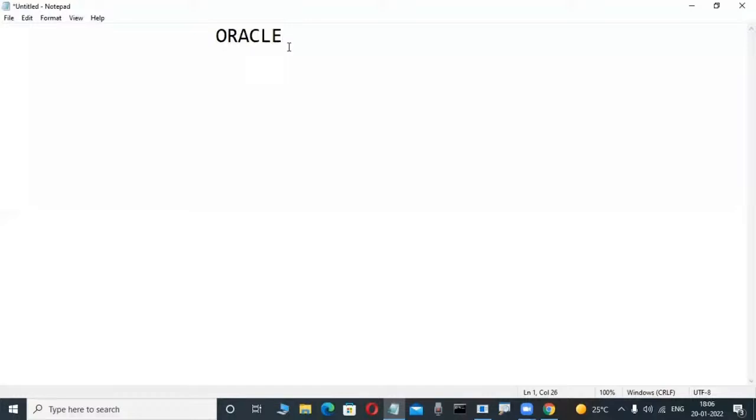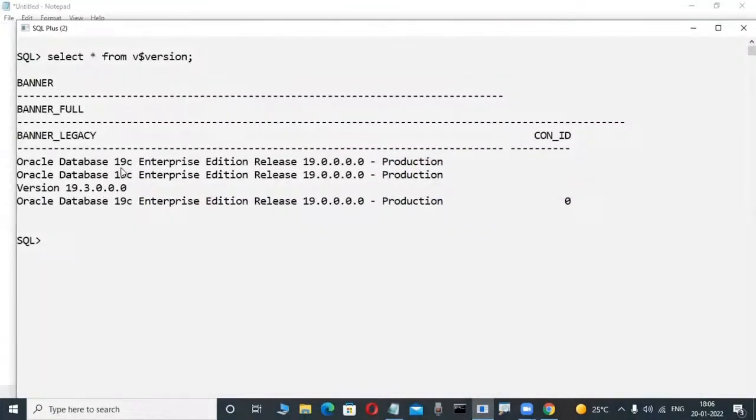Oracle 1.0, 2.0, 3.0, 4.0, 5.0, 6.0, 6.1, 5.1 also there. And now 7.0, 7.1, 7.2, 7.3, 8.0, 8.1.5, 8.1.6, 8.1.7. That is also called 8i, then 9i, 10g, 11g, 12c, 18c, 19c, and the latest one, 21c. But in our class, this software is available: 19c, we are learning only.